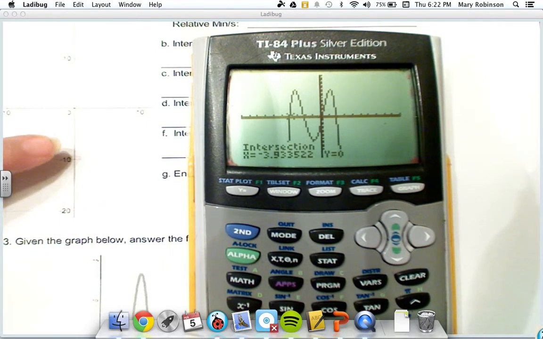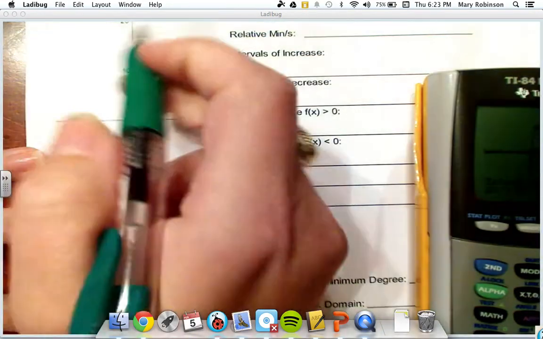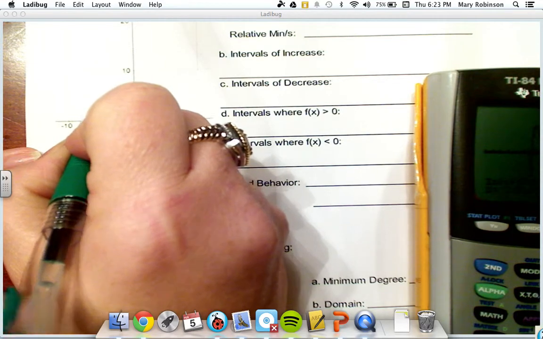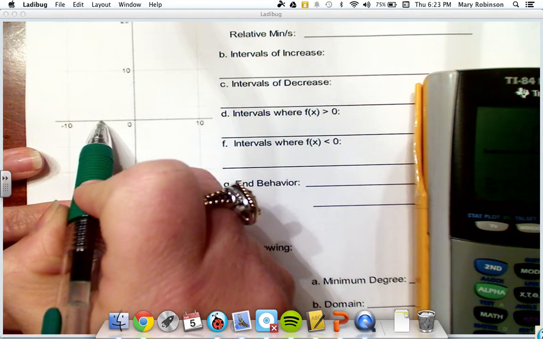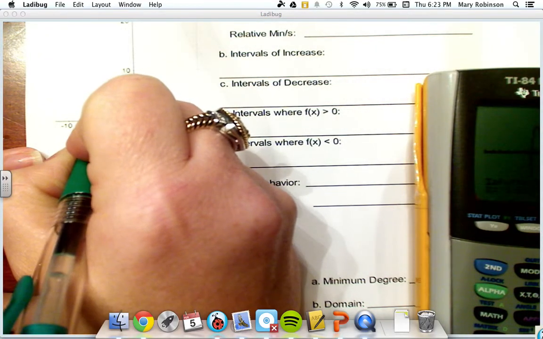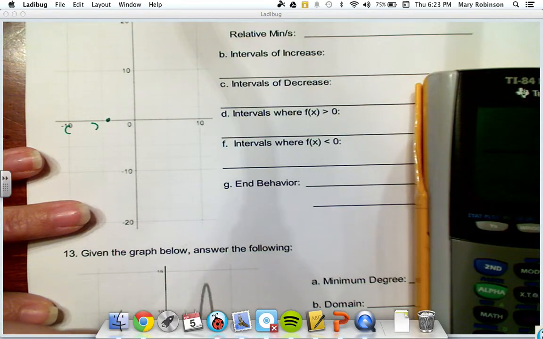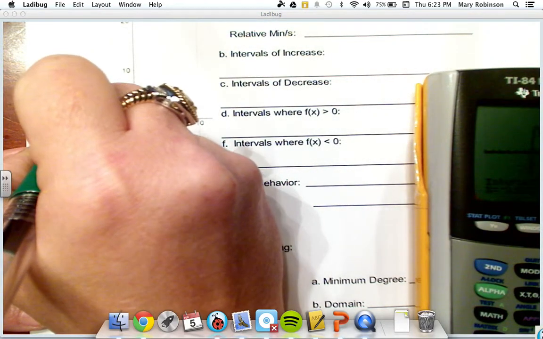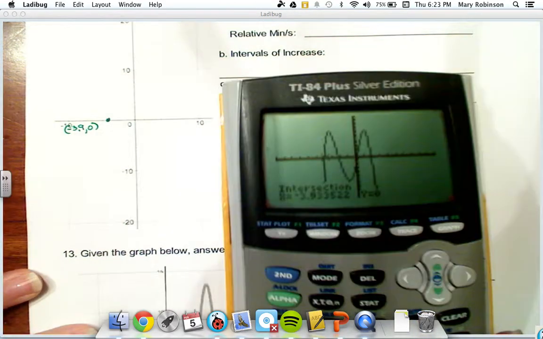And you can see we've got a point of negative 3.9. So I'm going to come over here. And to locate that point, this is negative 10, so halfway would be negative 5. So it's right about there. And I'm going to write the ordered pair negative 3.9, 0. Okay, so that's our first one.